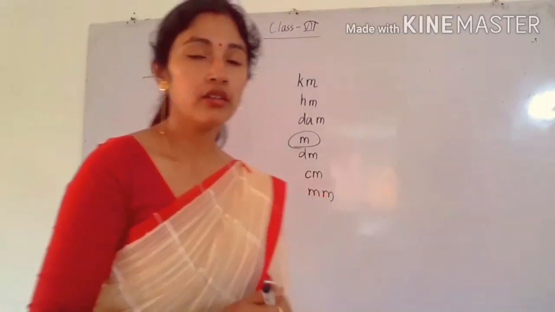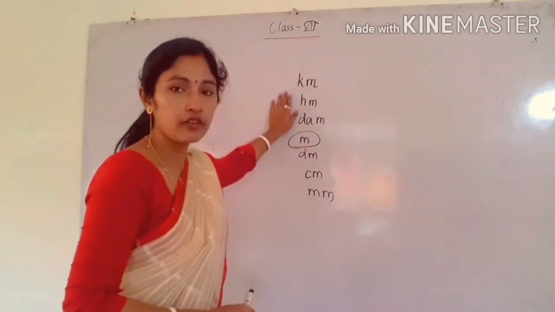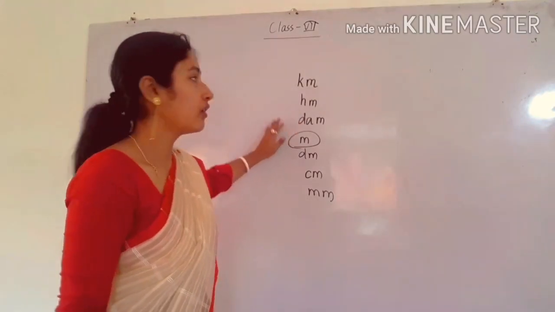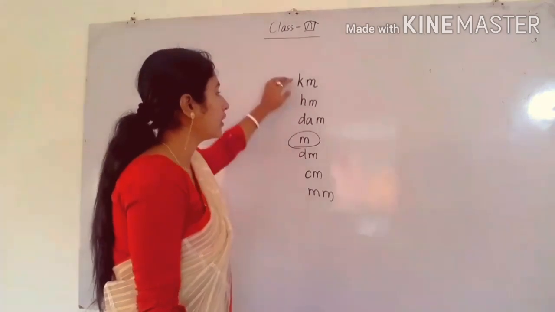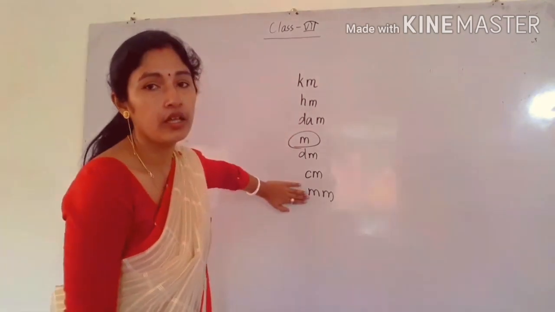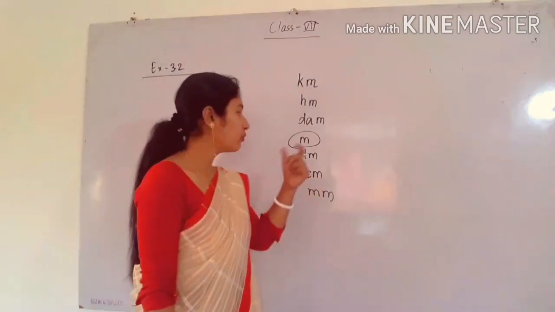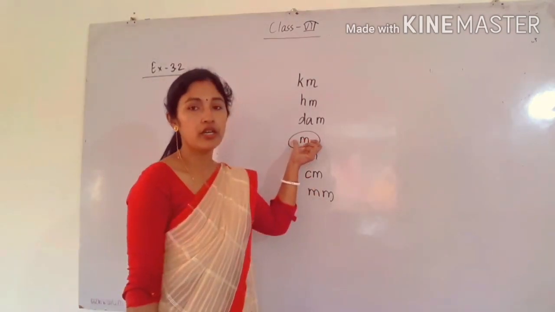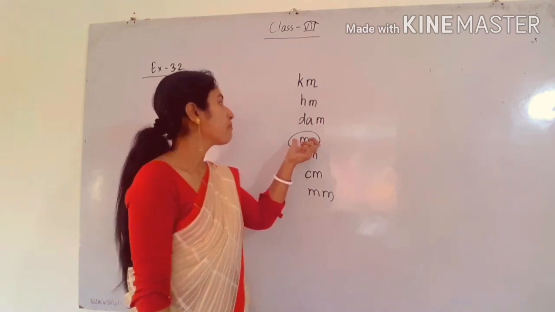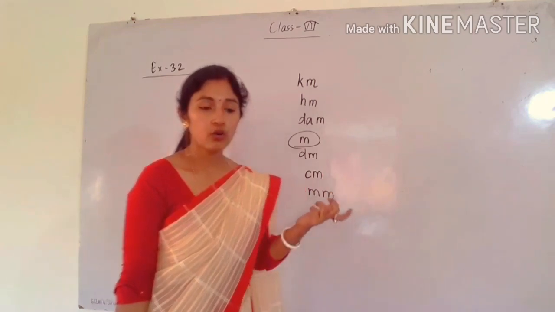So I have written one chart. Already you know these things, we have studied them from class 5 itself. This is the chart: kilometer, hectometer, decameter, meter, decimeter, centimeter, millimeter. The basic unit for measuring length, as you already know, is the meter. Okay, so this is the chart. According to this chart you have to do the questions.